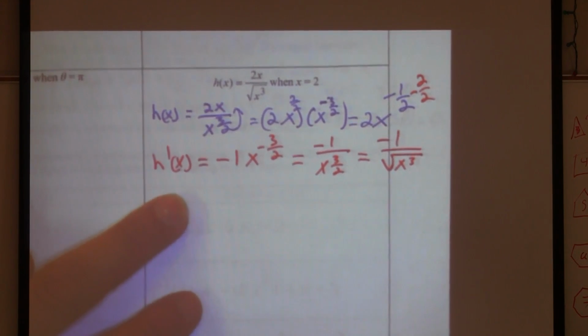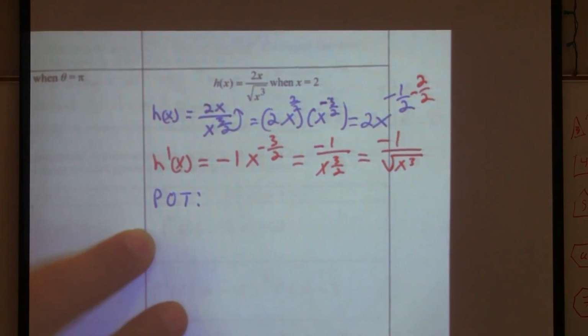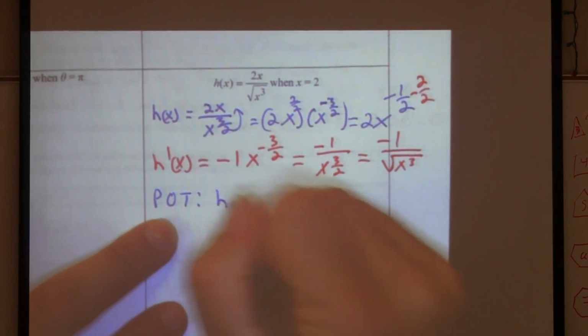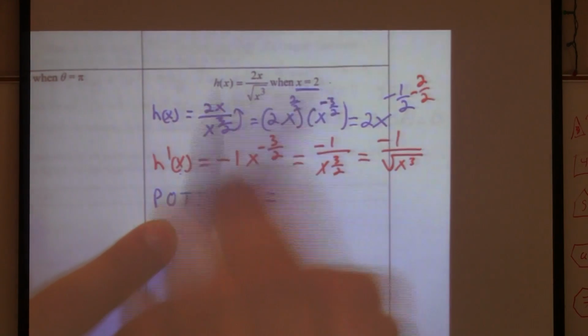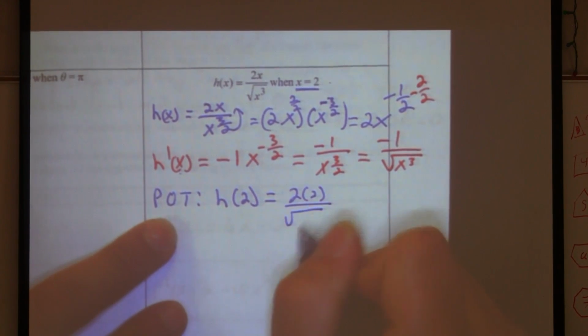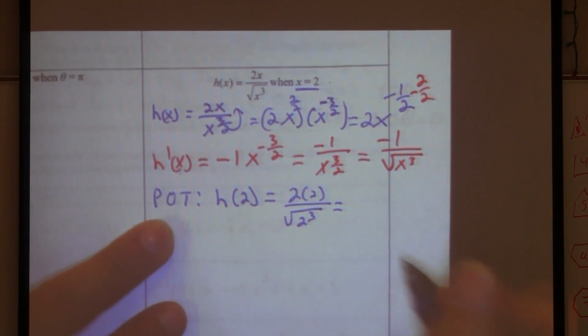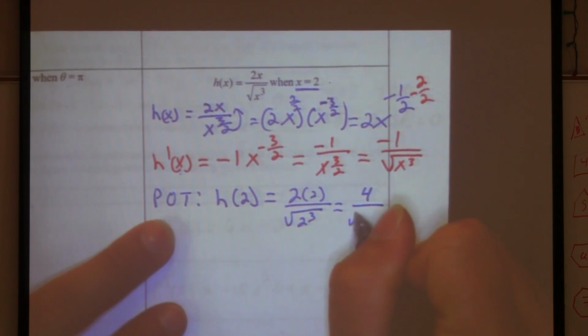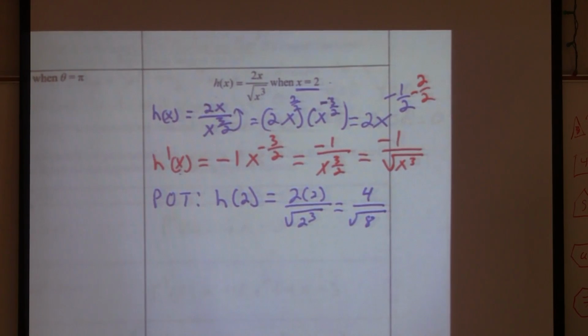But anyways, what do you want to find first? The slope or the point? Okay, let's find the point of tangent. That would be finding h of what? 2. That's the number that we wanted. So I put the 2 where? Do I put it into this one or into the original? Good job. So that's 2 times 2 divided by the square root of 2 to the third. What's 2 times 2, Vanessa? 4. Okay, good. Divided by the square root of what's 2 to the third? 8. Excellent. So we get 4 over radical 8.